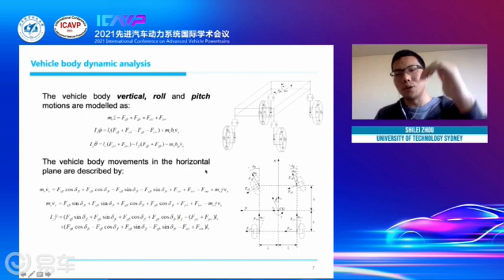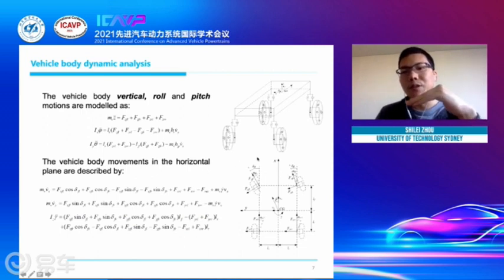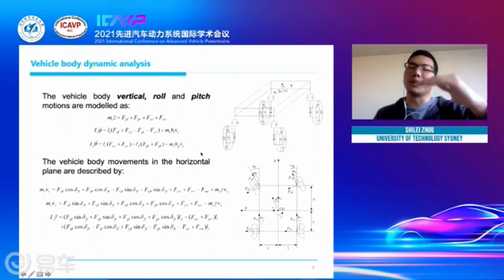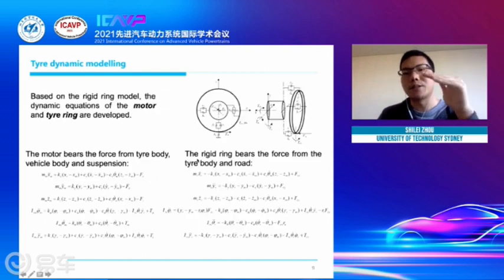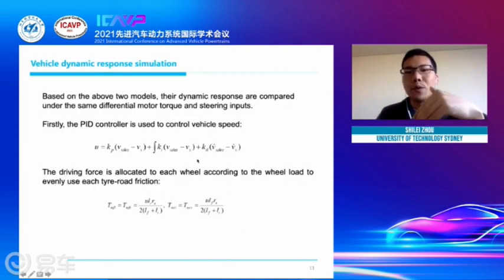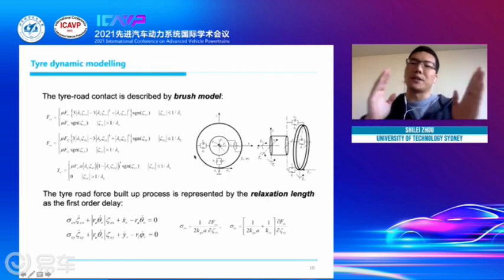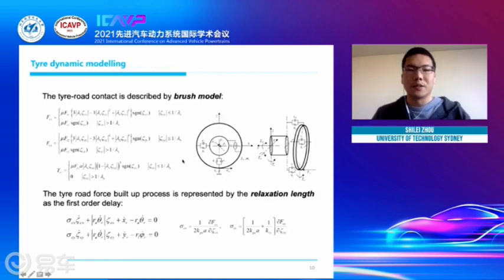So from this modeling, we fully describe the force from the road to tire and to motor and to suspension to vehicle body. So this model becomes more complete compared with the single degree of freedom model. So next, we are going to compare how much difference there is between these two models.